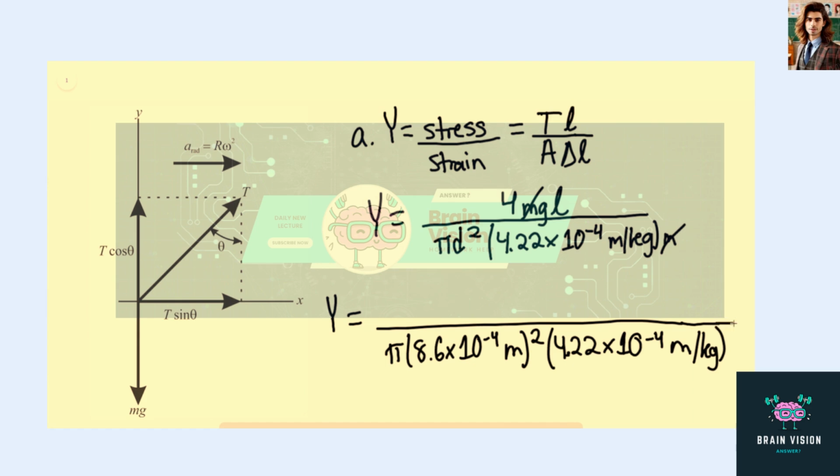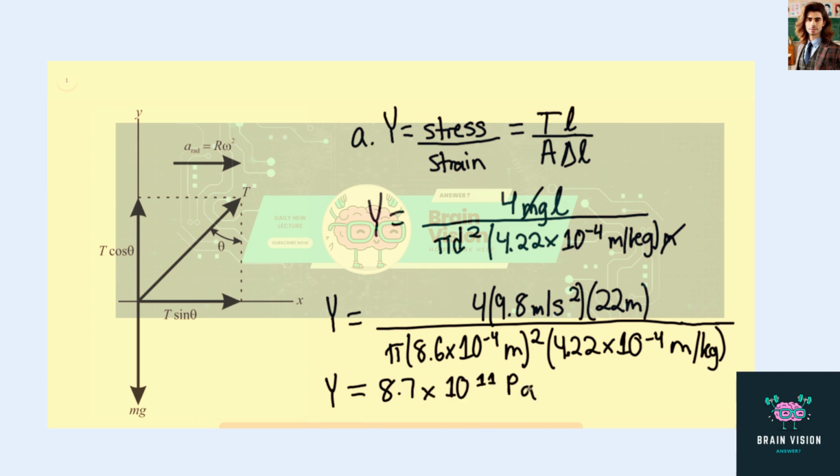And then for the numerator, it'll simply be 4 times the acceleration due to gravity, we'll use 9.8 meters per second squared, and then times the length of 22 meters. And we find that the Young's modulus is going to be equal to 8.7 times 10 to the 11th pascals. So this would be your answer for part A.